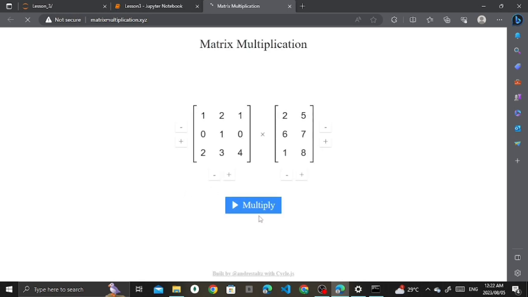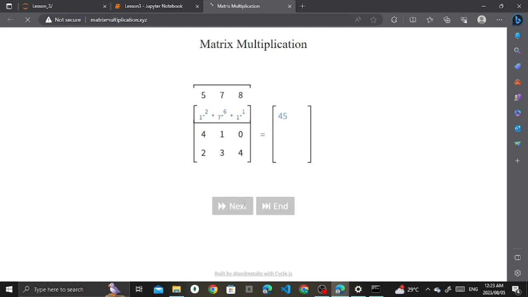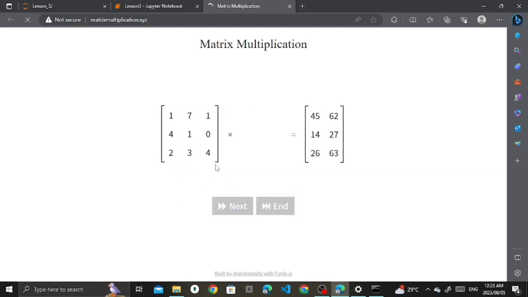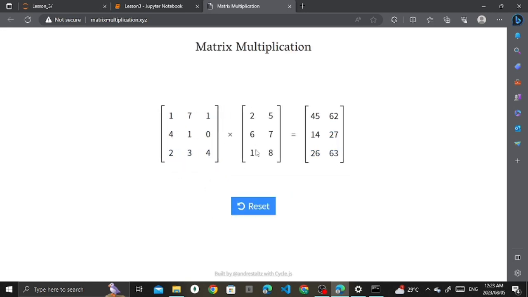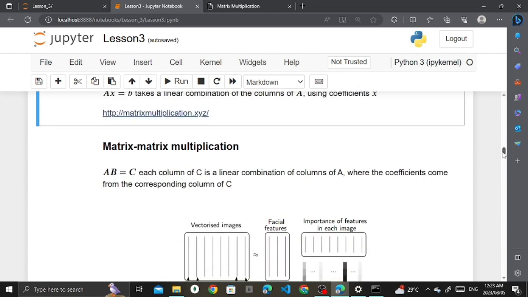So this is actually matrix multiplication. You can change the values here, change it to 4, change it to 7, then we can multiply it and take it step by step, which will be really easy for us to understand. See here, now it will show the result. We can also change the size of our matrices here. So yeah, that's all about matrix multiplication.